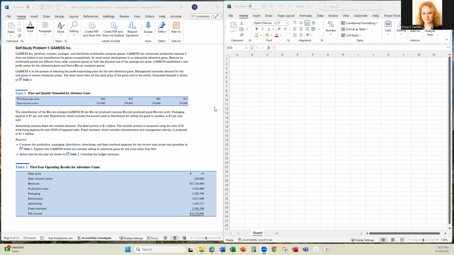So we've got Games Incorporated. They develop and market multimedia computer games. And they gave us here a table that tells us, okay, at these different prices, different sales volume is demanded, right? So the price of their product affects how many units of that product they're going to sell. And so because of that, I'm just going to put here the sale price and the sales volume. And then I'm going to put revenue here.